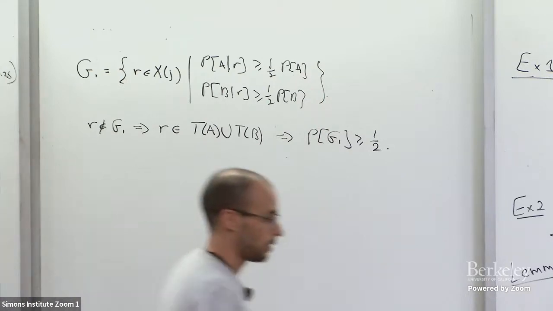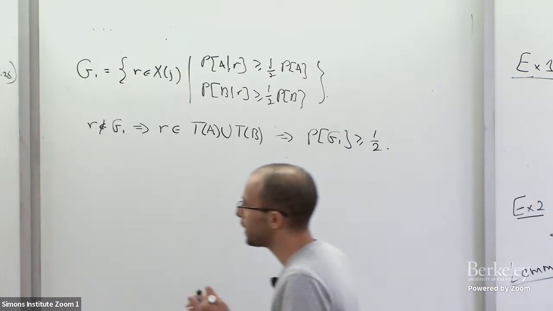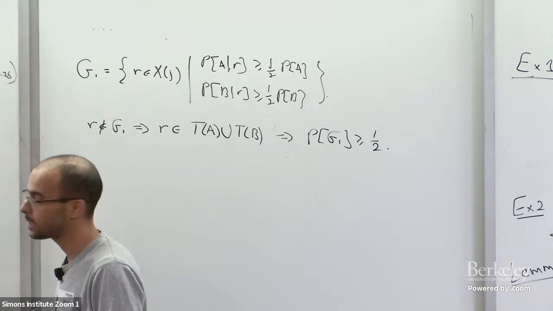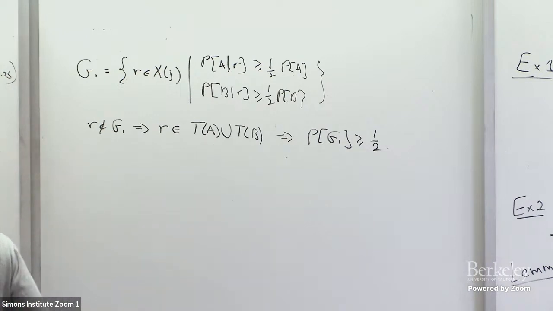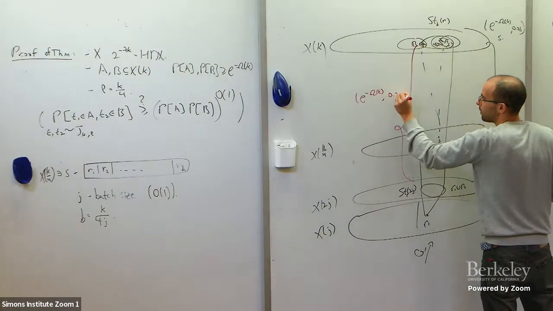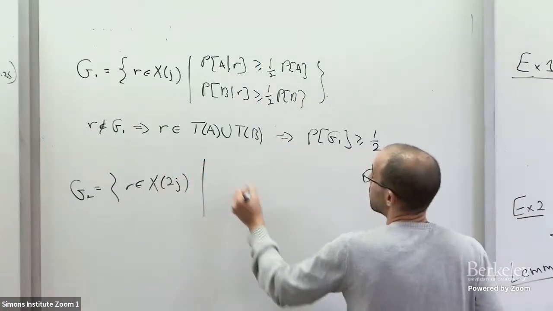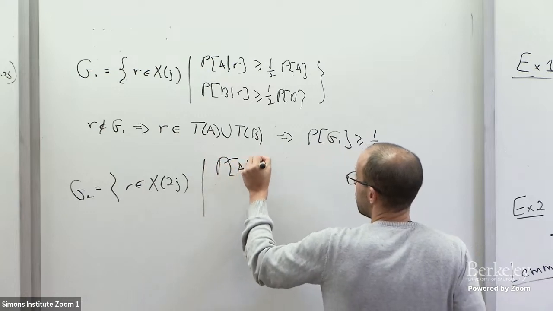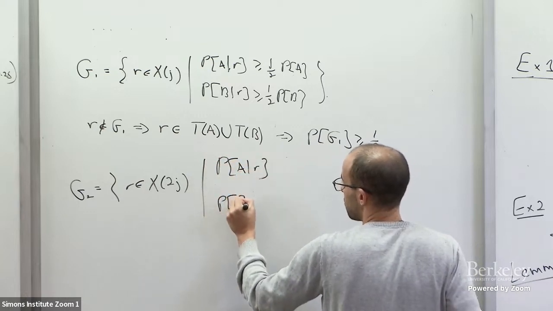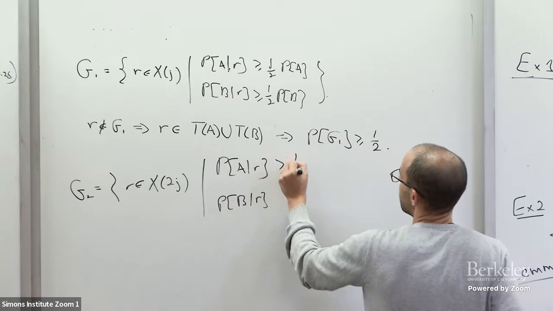Again, there is some deterioration in parameters that you need to carefully chase, but this star graph will also be an e to the minus omega k^0.25 sampler. And so if you define the set G2, which are all the things with 2j vertices, so that in the star we are off by a factor of at most a quarter, so it's like half squared.